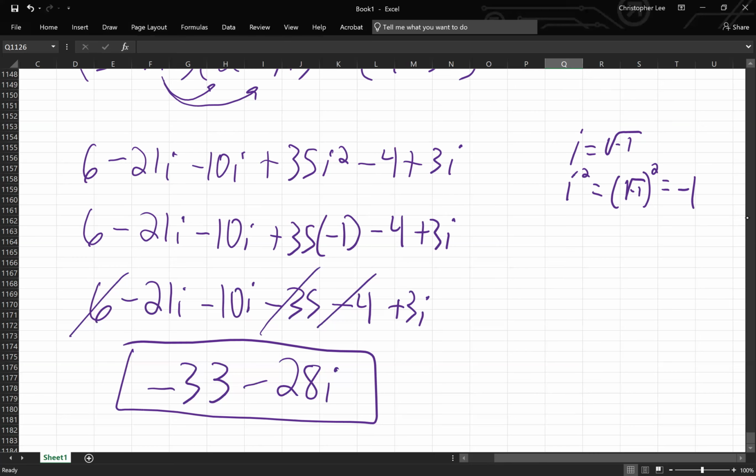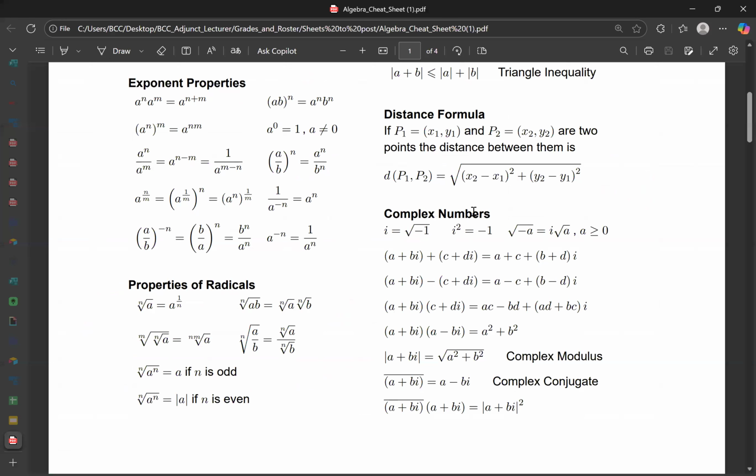If you're on your exam and you forget about your radicals and everything, you can always look on your formula sheet, right? Right here where it says complex numbers, there you go. i equals square root negative 1. i squared is equal to negative 1, right? So on and so forth. You have your properties of radicals over here. Your exponent property, like when you have a variable raised to a negative power, becomes 1 over that variable, etc.